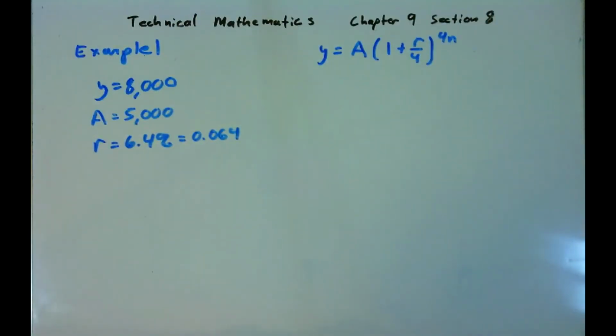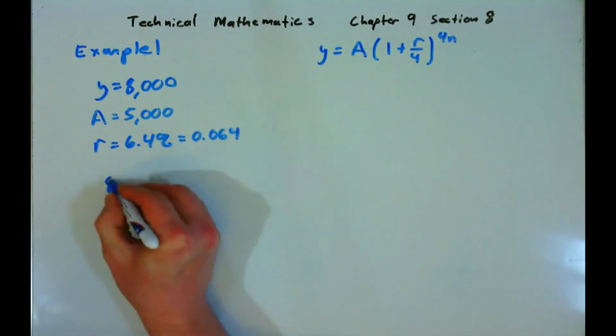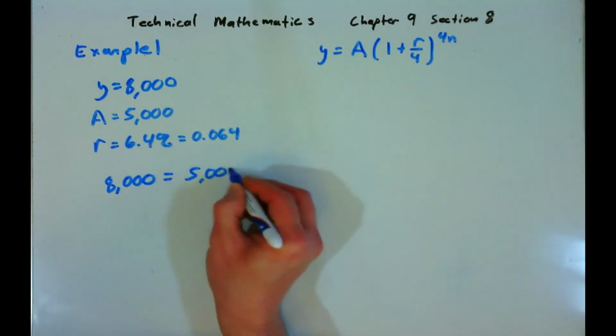This is example 1. It says, how long will it take $5,000 compounded quarterly at 6.4% to accrue to $8,000? So we're going to invest $5,000, and we're going to earn 6.4% interest, and we want to know how long does it take, in other words, the time. How much time does it take for our investment to accrue to $8,000? So $8,000 is the amount that we want after some amount of time. $5,000 is the original investment.